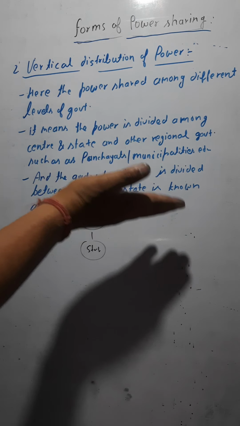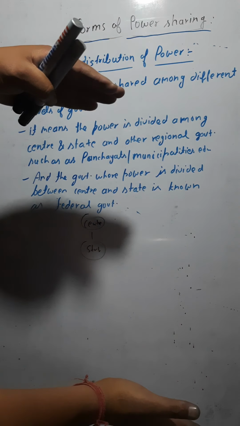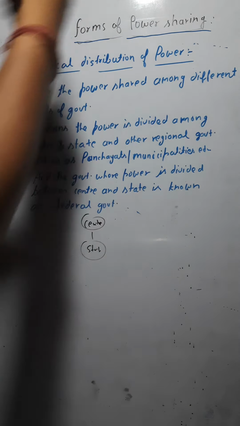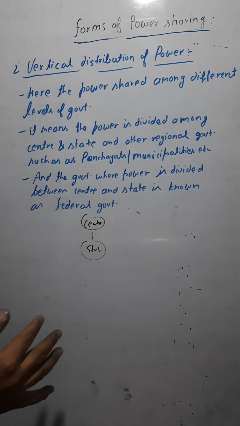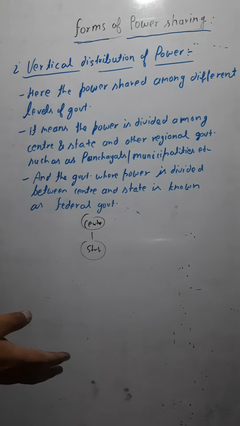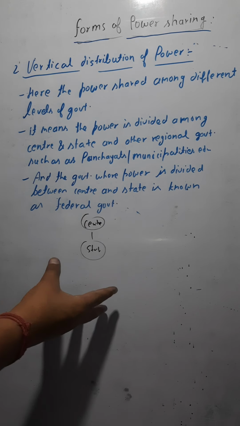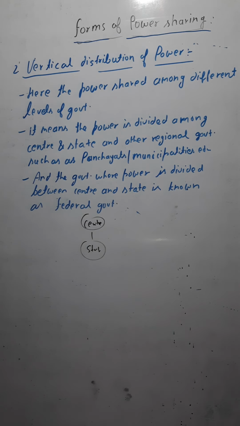So where the power has been divided between the center and the state, the center is complete, United States of America. Then different states are there, and the states also have power. So where the power has been divided between the center and the states, such a type of government is known as the federal government. That also you have to remember.